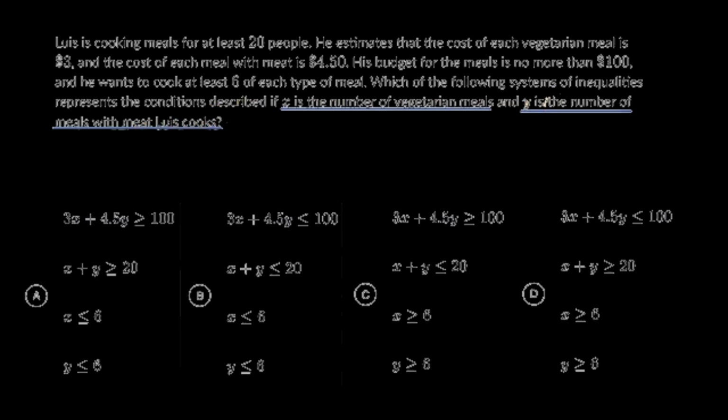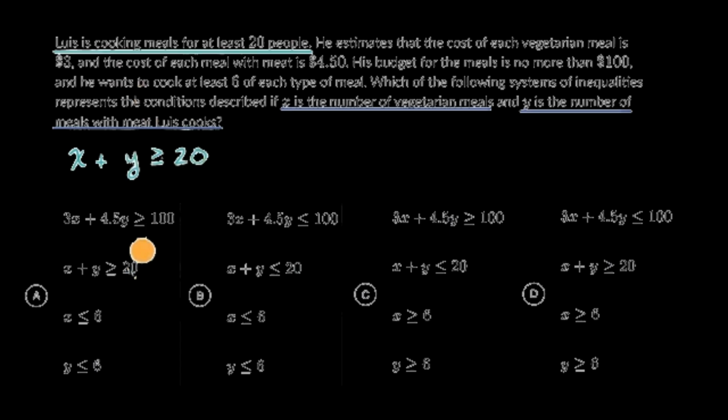So let's look at each of the constraints they give us, and each of these can set up a different inequality. The first one is they say Luis is cooking meals for at least 20 people. So that tells us that the total number of meals, which is the number of vegetarian meals, that's X, plus the number of meat meals, that's Y, has to be at least equal to 20. So that has to be greater than or equal to 20. That's what that first sentence tells us. And if I wasn't doing this as a multiple choice, I would just keep adding more and more constraints here. But they give us some choices.